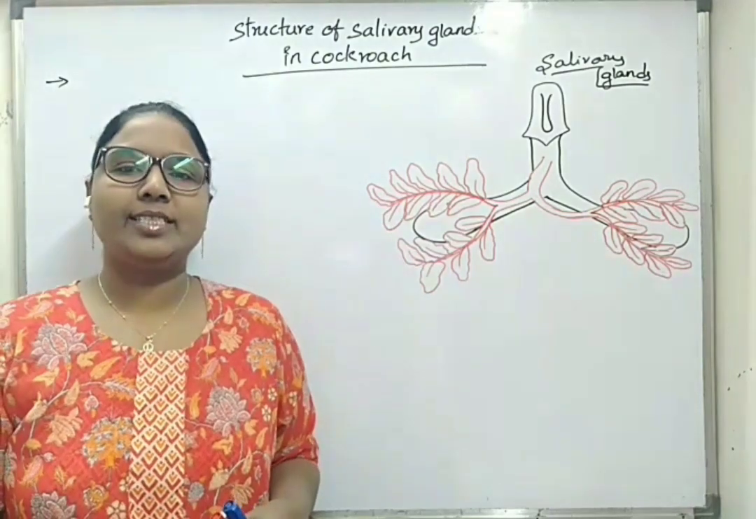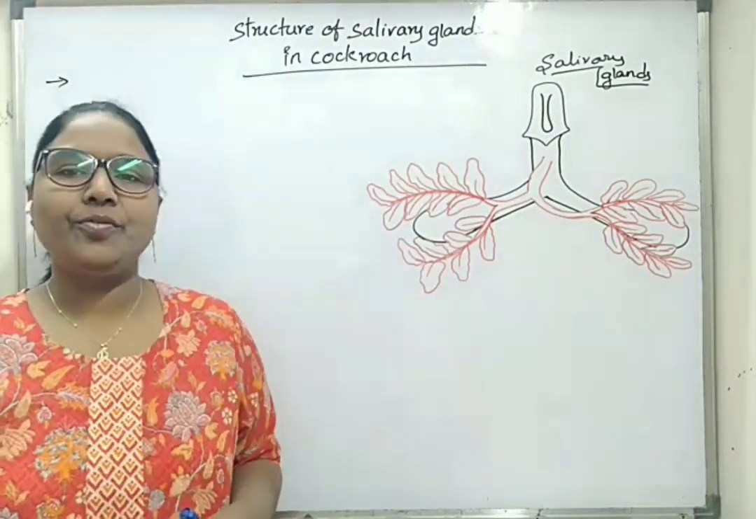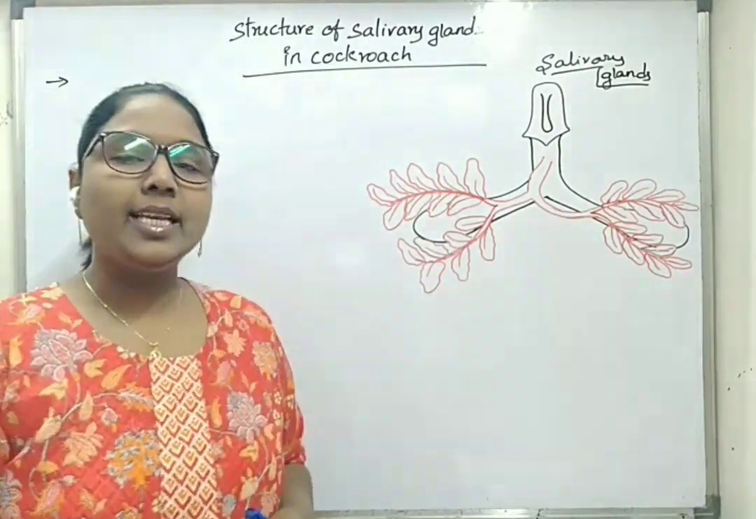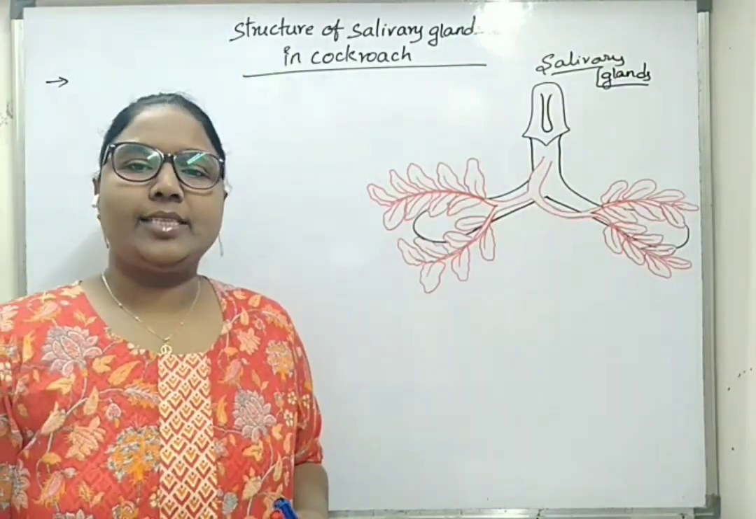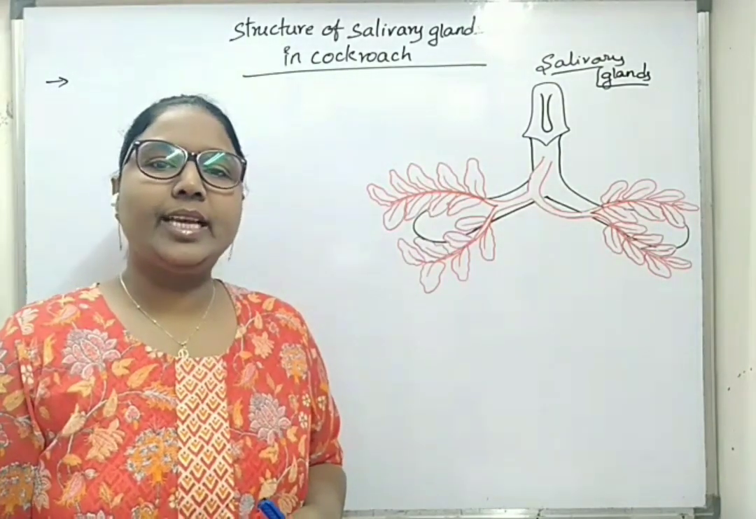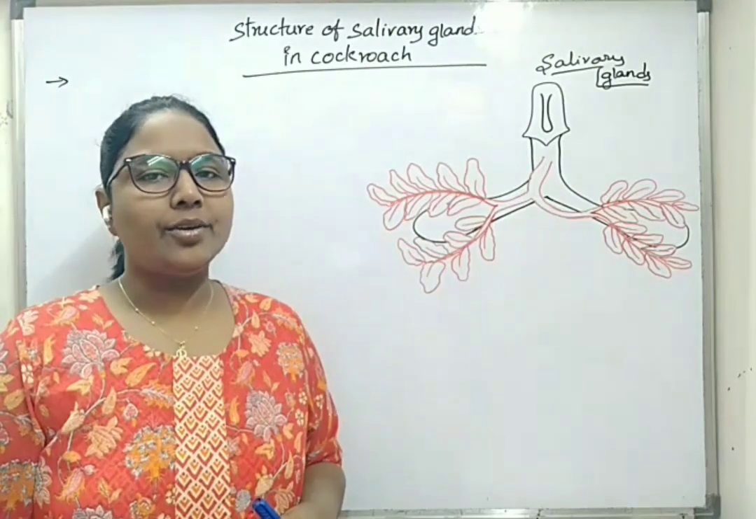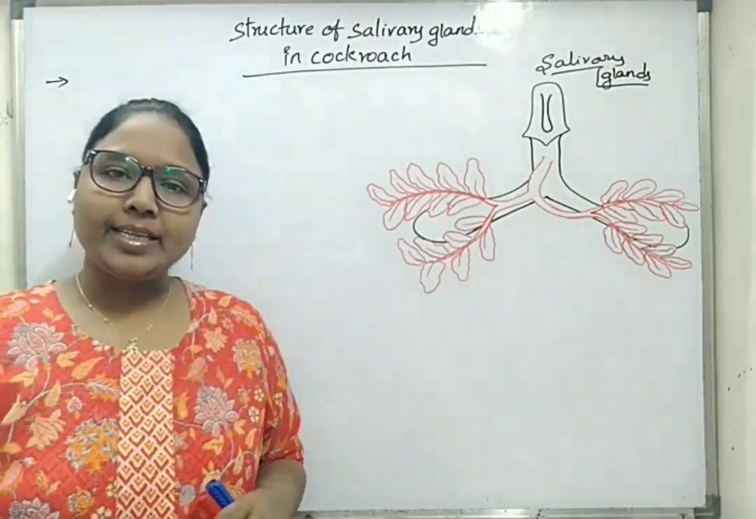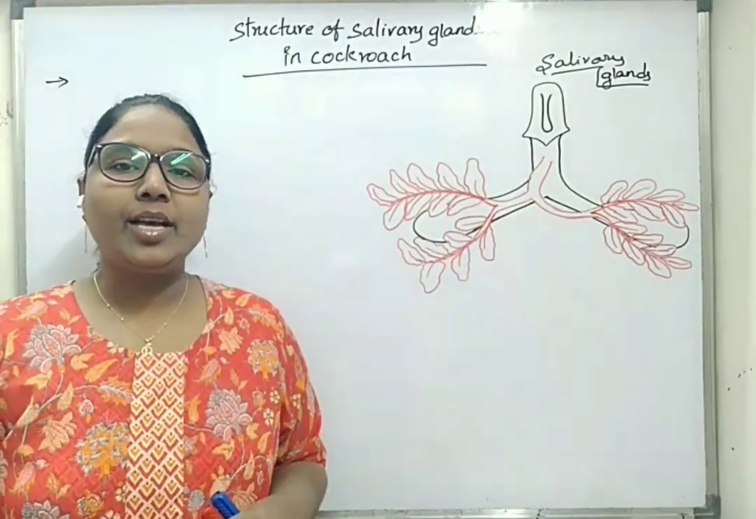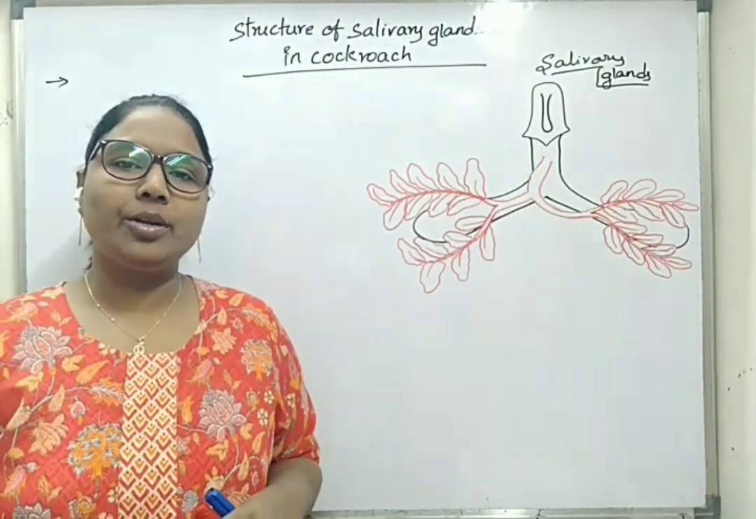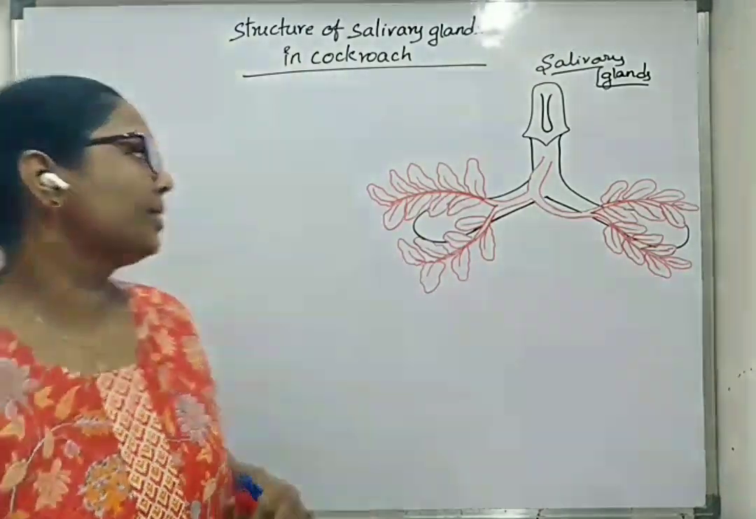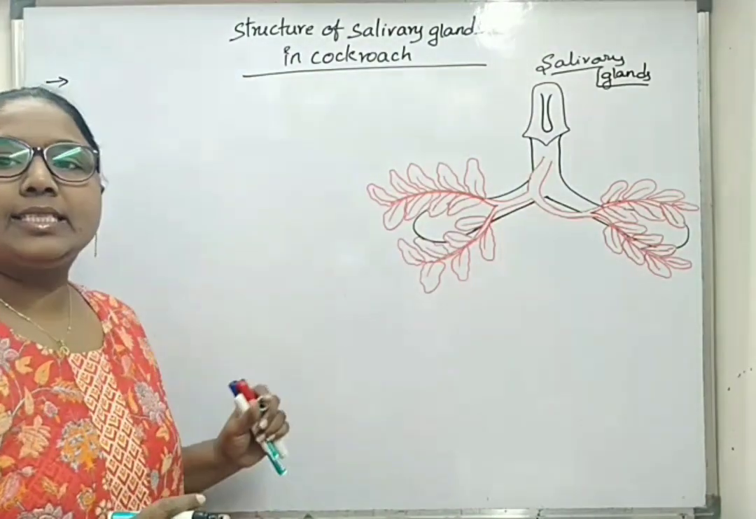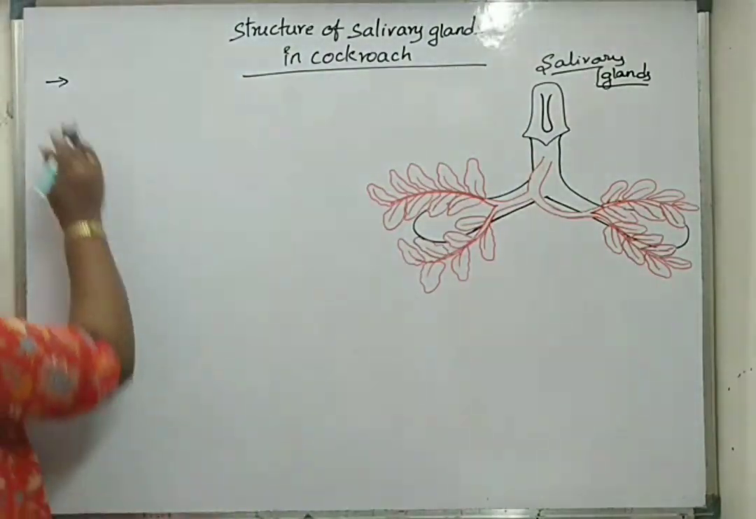Hello students, now we will discuss about salivary glands of cockroach. Basically, the type of digestive glands that are associated with the alimentary canal of cockroach are of three types. First one, salivary glands. Second one, hepatic cecae. Third one, glandular cells of mesenteron or midgut or ventriculus. Now here we will start with salivary glands of cockroach.